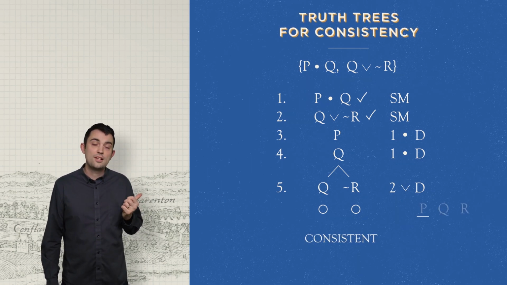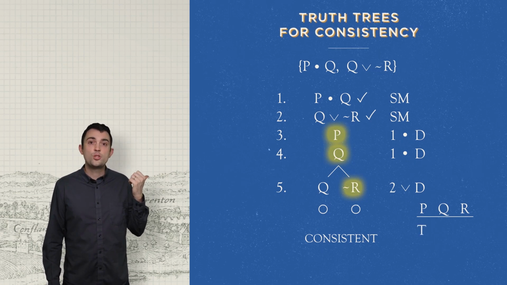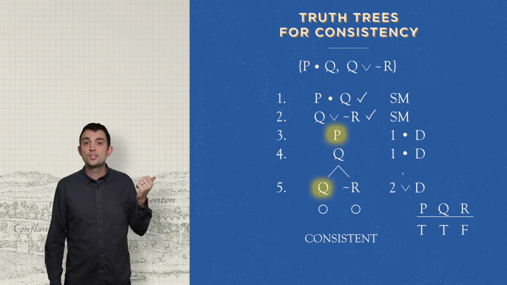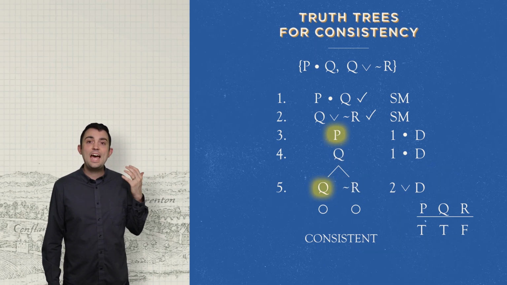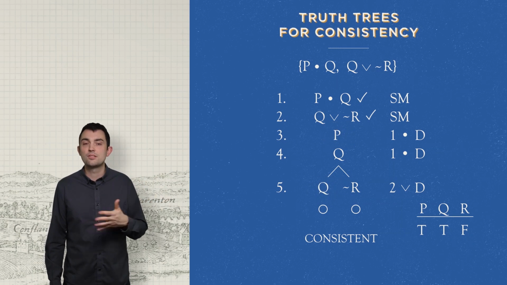Our three constants, like I said, are P, Q, and R. Along this branch, the right one, P is true, Q is true, R is false. But look at the left branch. Along that branch, we only have P and Q. R doesn't appear. That means R can have any truth value, and it doesn't matter.